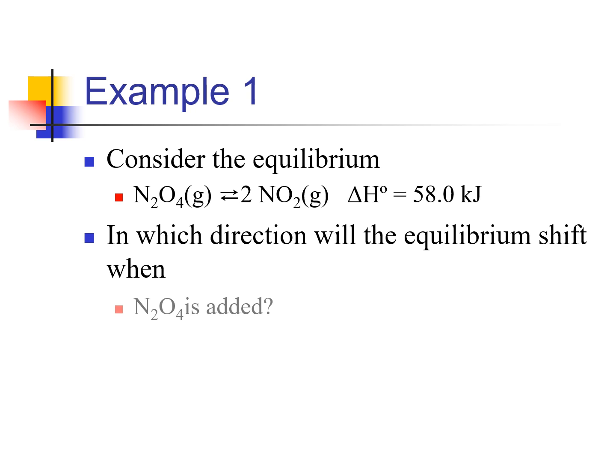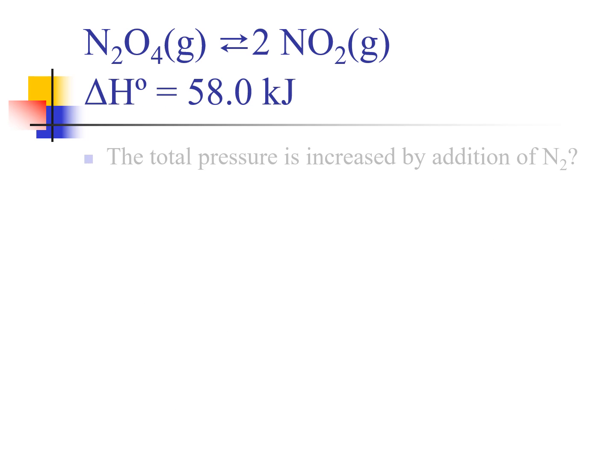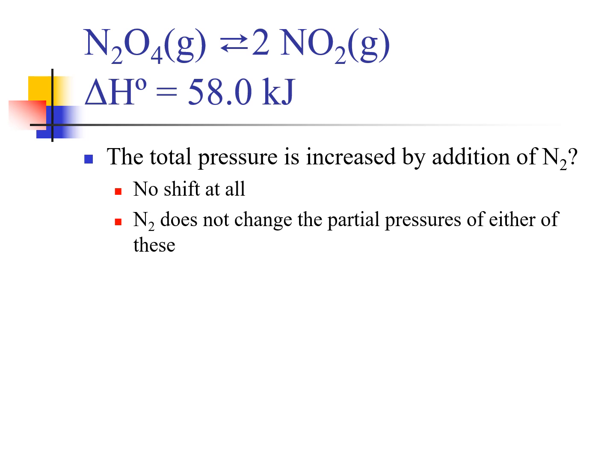Endothermic. So if I add N2O4, because that's a reactant, we're adding a reactant, that should shift our equilibrium to the right. If I remove NO2, I just removed a product, so it needs to make more, so it would shift to the right. Same reaction. Let's say I increase the total pressure by adding nitrogen gas. Well, nitrogen gas isn't part of the reaction, therefore no shift at all.